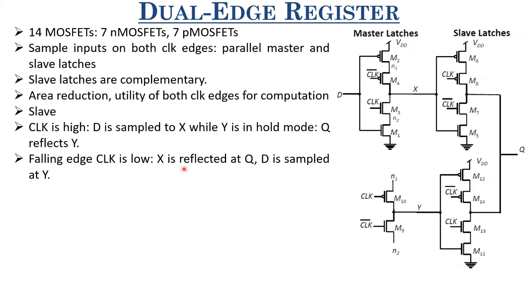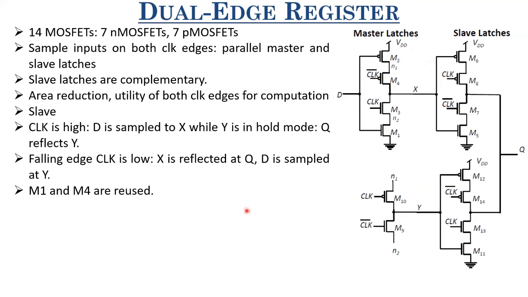Right? Now, at the falling edge of the clock, when the clock is low, what happens? This turns on, so X is transmitted to Q. This is off. And whatever value of D was there, this turns on, and that is sampled to Y. Right? So you see at both the edges, the value of D is sampled to Q, and as such, you can work with both edges. And as I told, M1 and M4 are used for recreating master states, so you are further improving your area.